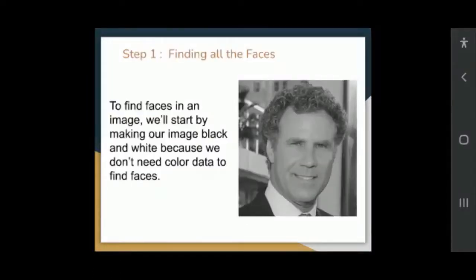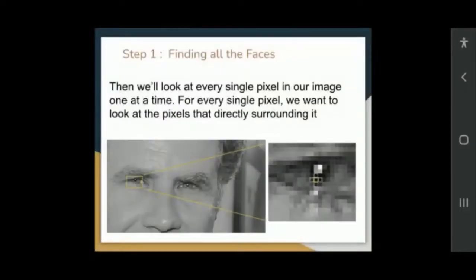Step 1 is finding all the faces. To find faces in an image, we will start by making our image black and white because we don't need color data to find faces. Then we will look at every single pixel in our image one at a time. For every single pixel, we want to look at the pixels directly surrounding it.